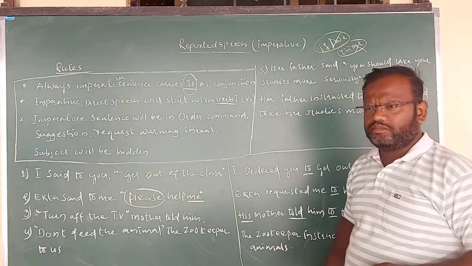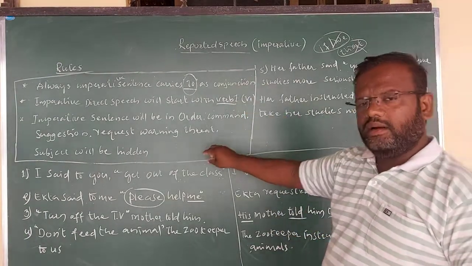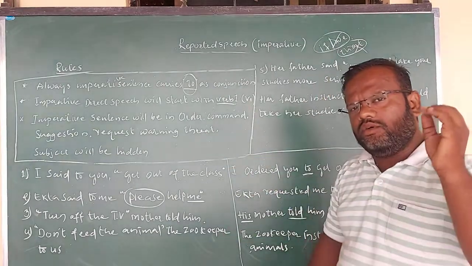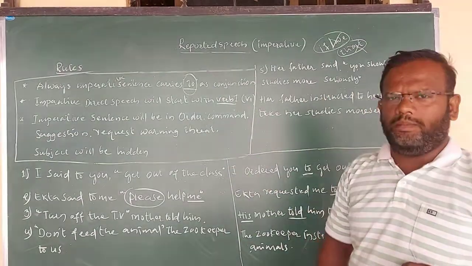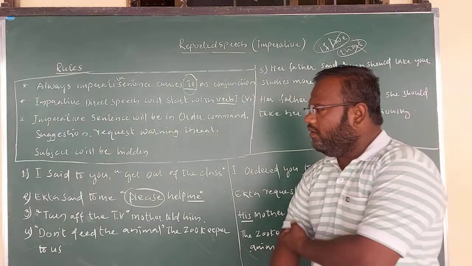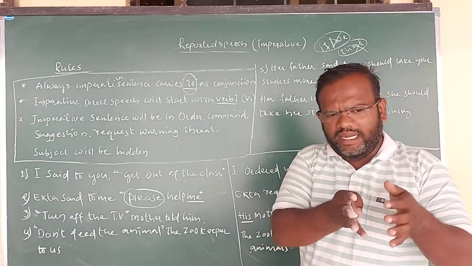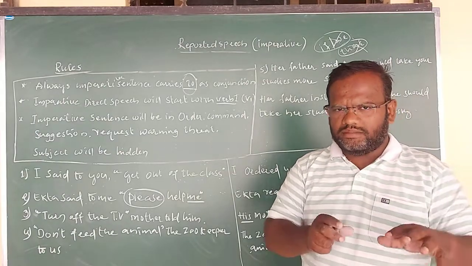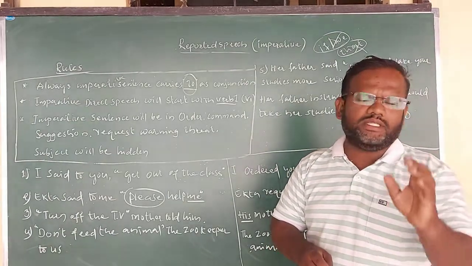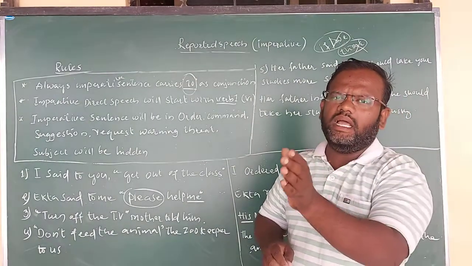Then in imperative sentences, rule number four is a much more important one. The subject will always be hidden in this. We cannot find a subject here. The subject will be there, but it will always be in a hidden form.